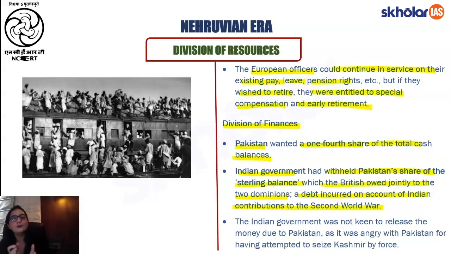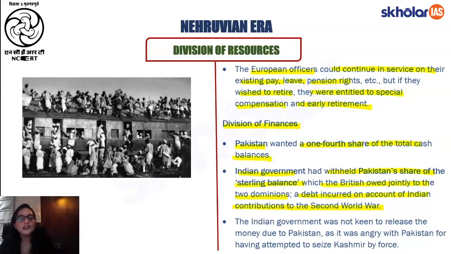तो यहाँ पे स्टूडेंट्स अगेन एक बहुत ही इंपॉर्टेंट फैक्चुअल पॉइंट आउट हो रहा है, वो ये है कि पाकिस्तान को 1/4 शेयर चाहिए था टोटल कैश बैलेंस का. हाउएवर इंडियन गवर्नमेंट ने पाकिस्तान का स्टर्लिंग बैलेंस विदहेल्ड कर लिया, जो कि ब्रिटिश गवर्नमेंट दोनों डोमिनियंस को जॉइंटली डेट ओ करती थी, और ये जो मनी था इट वाज पर्टेनिंग टू द डेट दैट वाज इनकर्ड बाय द ब्रिटिश गवर्नमेंट बिकॉज ऑफ द इंडियन कॉन्ट्रीब्यूशंस इन द सेकेंड वर्ल्ड वॉर.